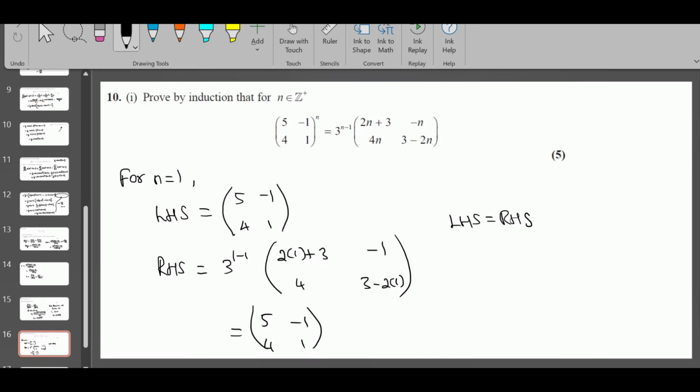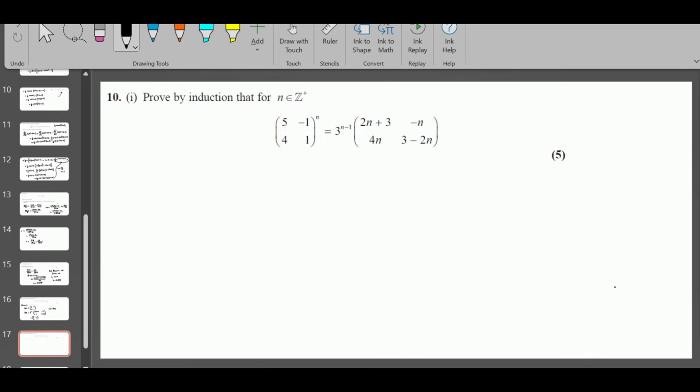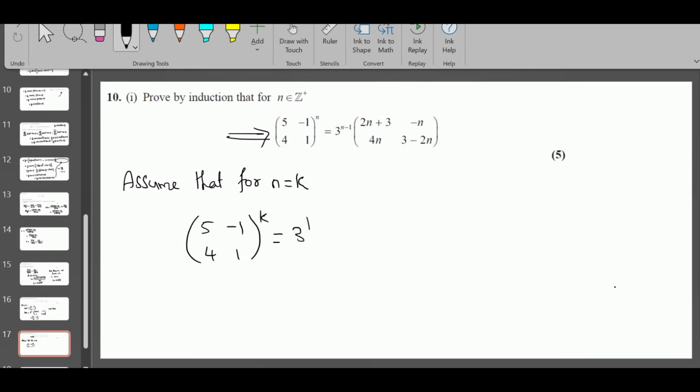And then we have to assume the statement is true for n equal to k, and then we need to prove it for k plus 1. That's how proof by induction works, right? So then you write, assume that for n equal to k, we are going to assume the statement is already true. So 5, minus 1, 4, 1 to the power k is 3 power k minus 1, 2k plus 3, minus k, 4k, 3 minus 2k. So we assume that it's already true.